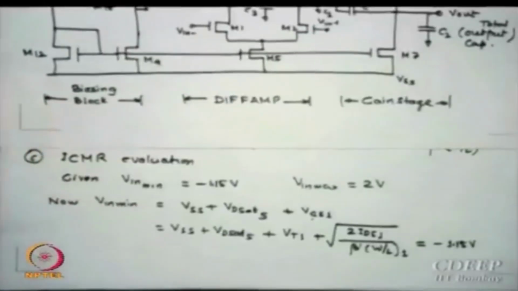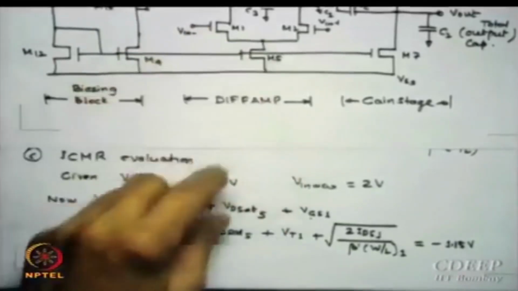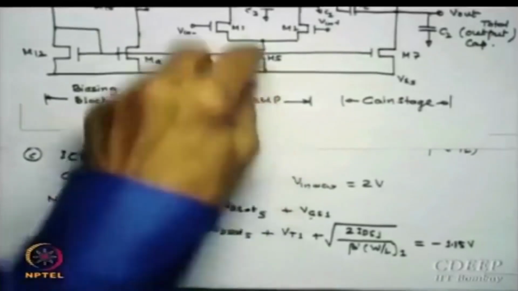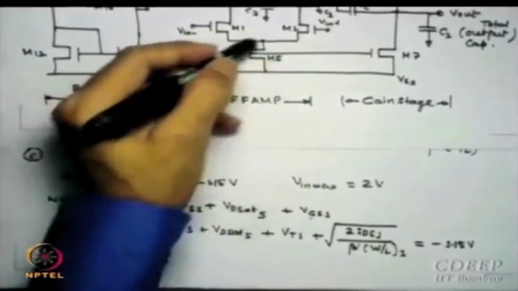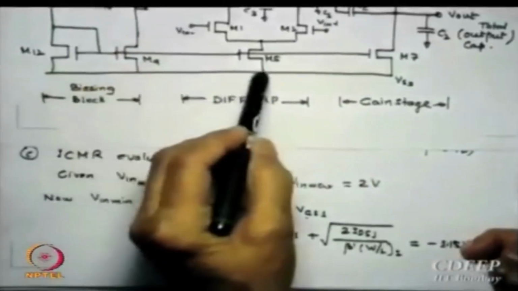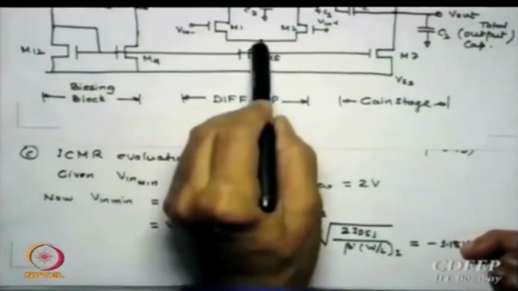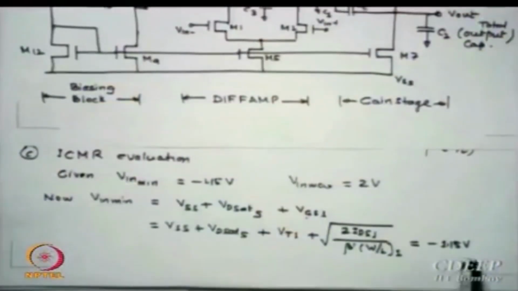You can see from here that Vin essentially, if I calculate from here, is VSS plus VDS sat 5, this voltage plus this voltage plus VGS of 1. Is that clear? To reach this point, I start from here, this voltage plus this voltage plus this voltage is Vin. Is that clear? So Vn min is essentially VSS plus VDS sat plus VGS1, and this value has been given to us as minus 1.125.